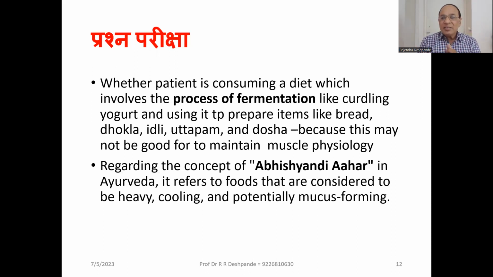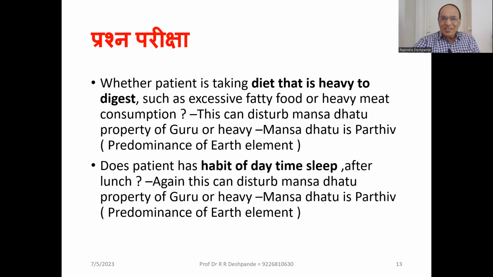Regarding the concept of Abhishyandi Aahar in Ayurveda, it refers to foods that are considered heavy to digest, guru, cooling, shita, and potentially mucus forming. Lot of mucus and obstruction, Srotorodha, will be there. Whether the patient is taking a diet which is heavy to digest, that is also not good, such as excessive fatty food or heavy meat consumption. This can disturb Mamsa Dhatu, because Mamsa Dhatu has the property of Guru, the heavy. Yasya bruhane karmani shaktihi saguruhu.